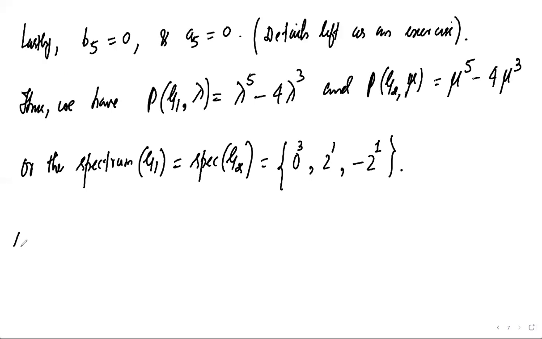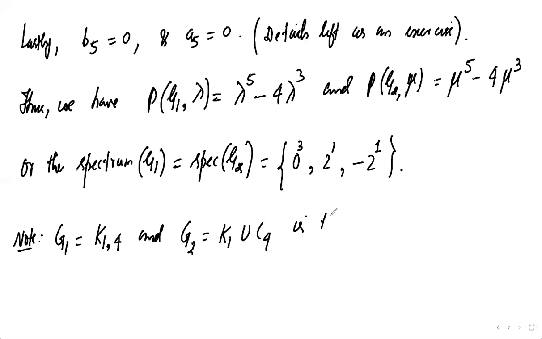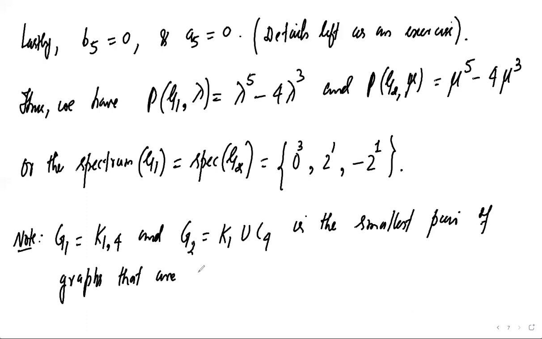So here we have a note. This G1 is equal to K14 and G2 is equal to K1 union C4 is the smallest pair of graphs that are co-spectral. So this was one example. We shall in fact take one more example of co-spectral graphs.